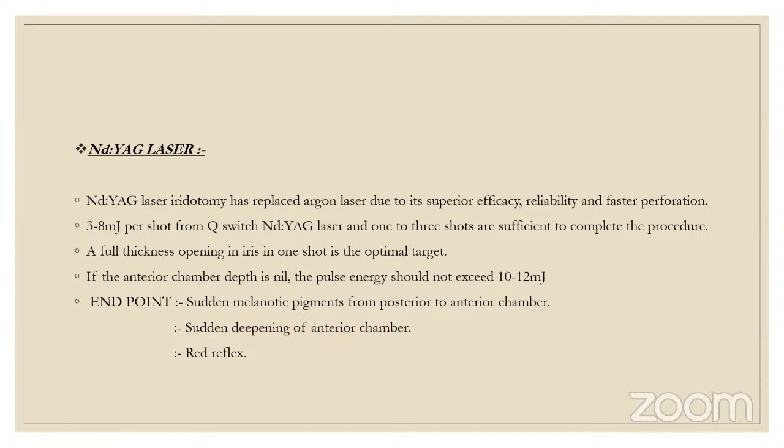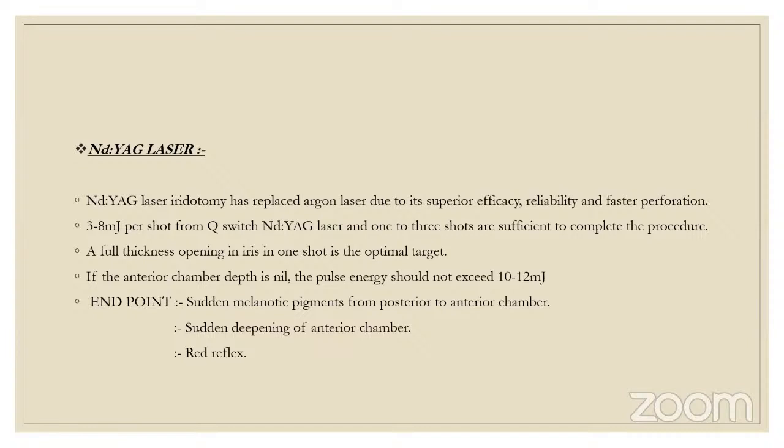Okay, you have talked about the YAG PI lens also, the iridotomy lens. What is the advantage of the lens? It stabilizes the globe, and if there is any bleeding, we can give compression. And most importantly, it has a convex lens area.